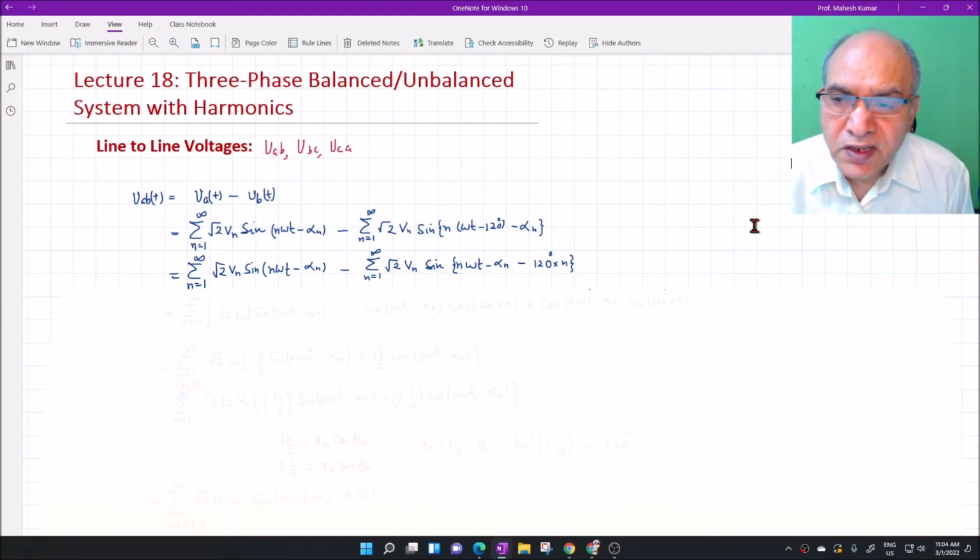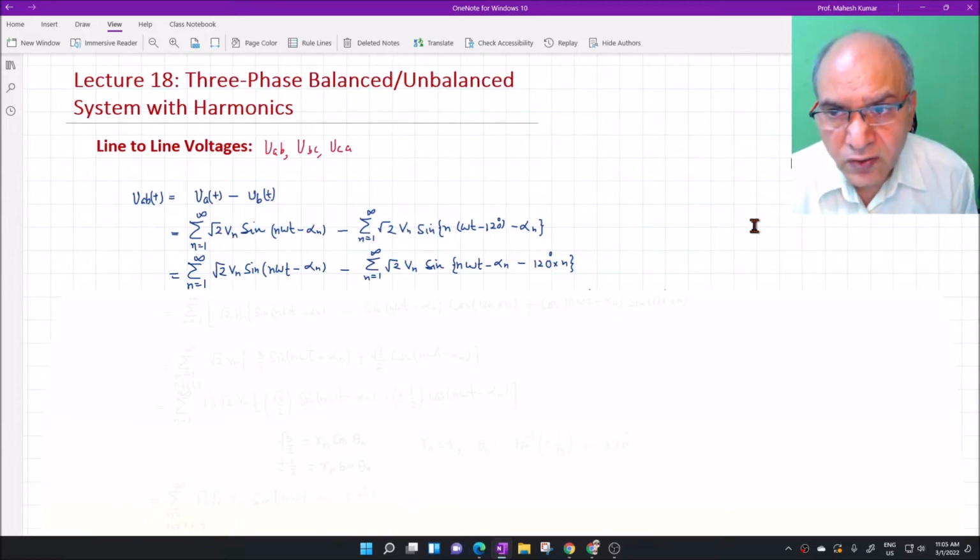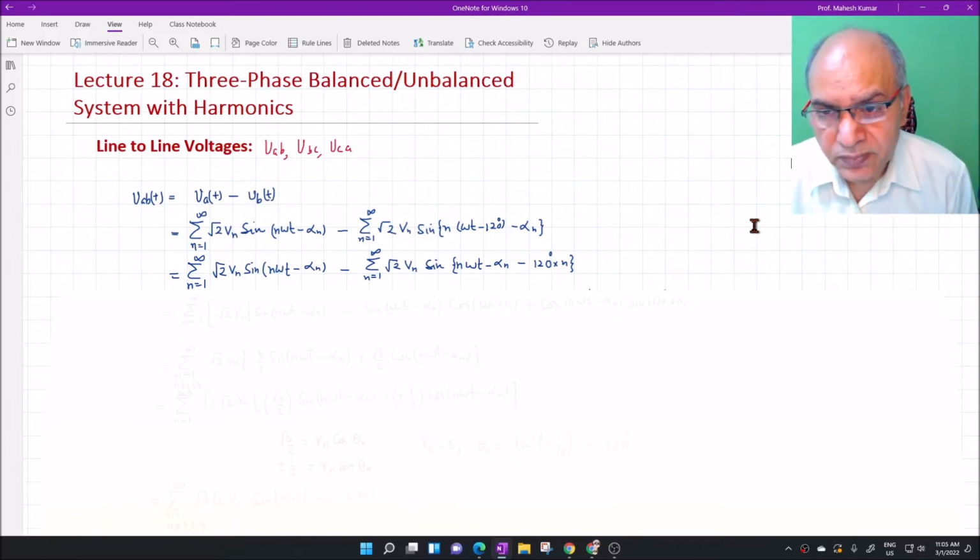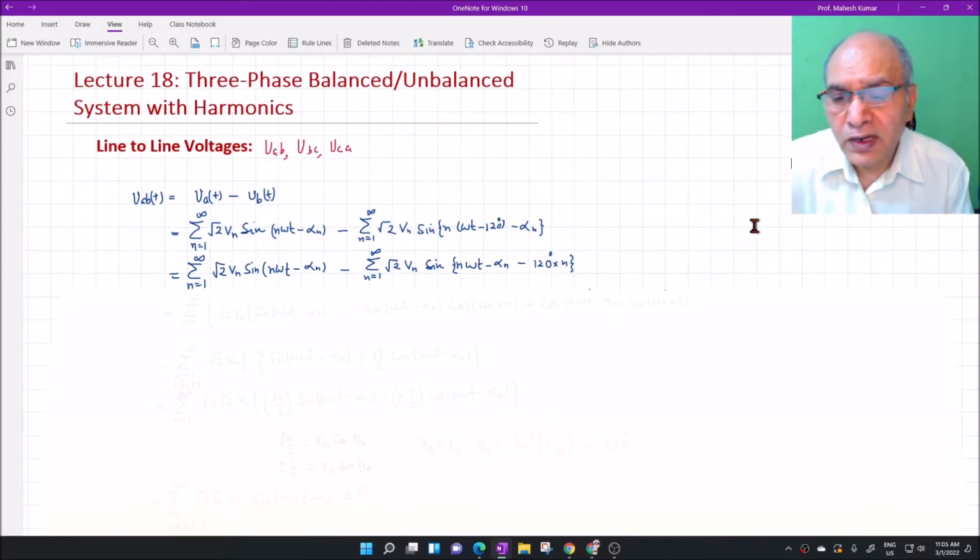In the previous class, we found that even if the system is balanced with respect to the fundamental and the harmonics, the neutral current is still flowing because of triple harmonics, because they do not get cancelled. Rather, they have the same phase angle and they get added up. And that's why the rating of the neutral conductor has to be chosen appropriately. Okay, so I hope that point was clear.